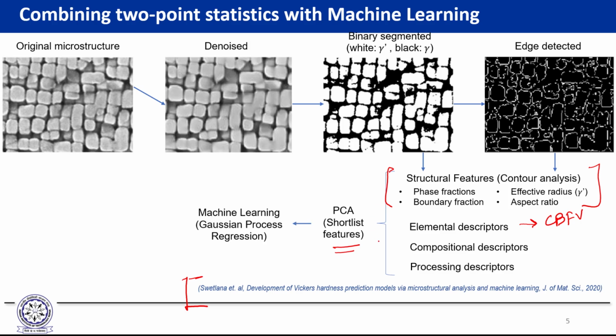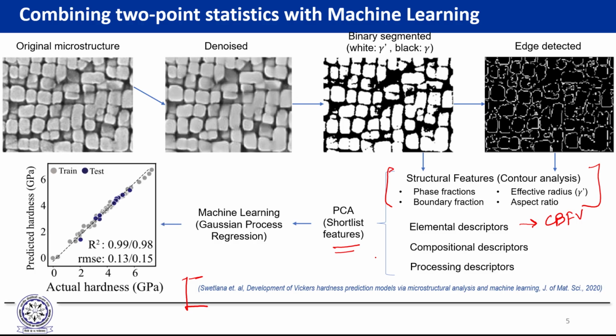So once you do the principal component analysis, you have got a much shorter list of features, and with this you can do some form of machine learning. In this paper, the authors were doing Gaussian process regression, but it really depends on your problem which type of machine learning process you want to use, and then after that you can start predicting the properties of the material.